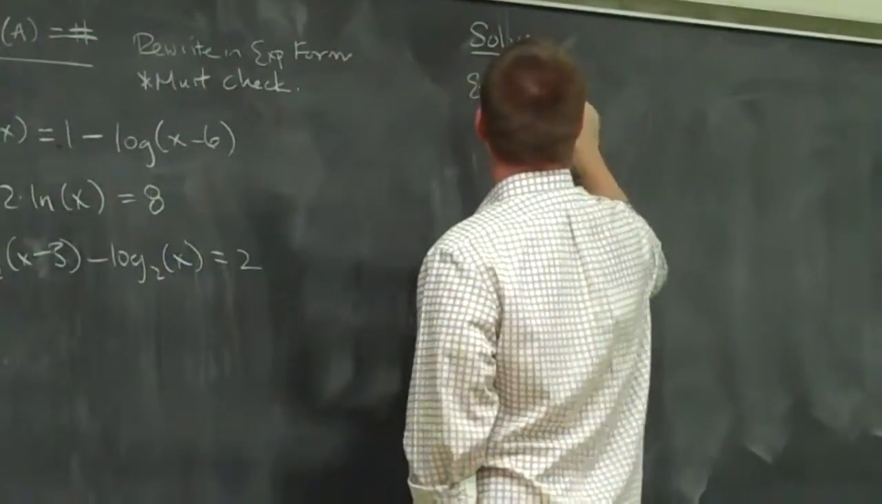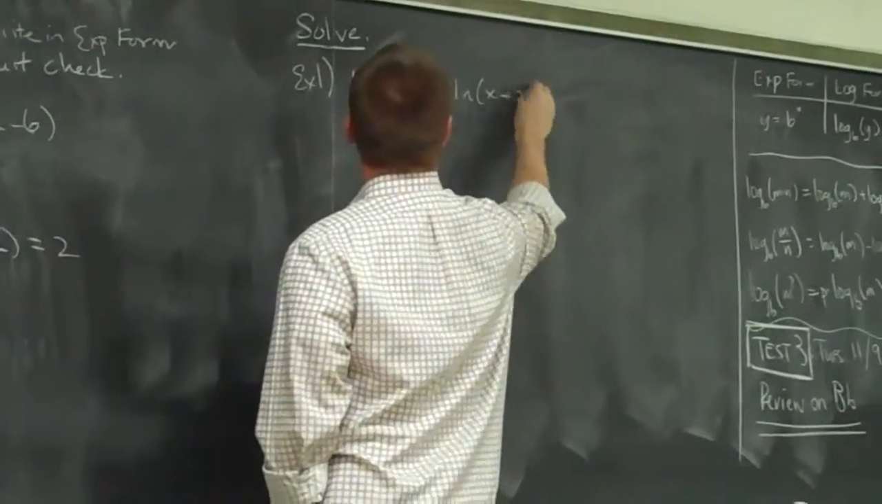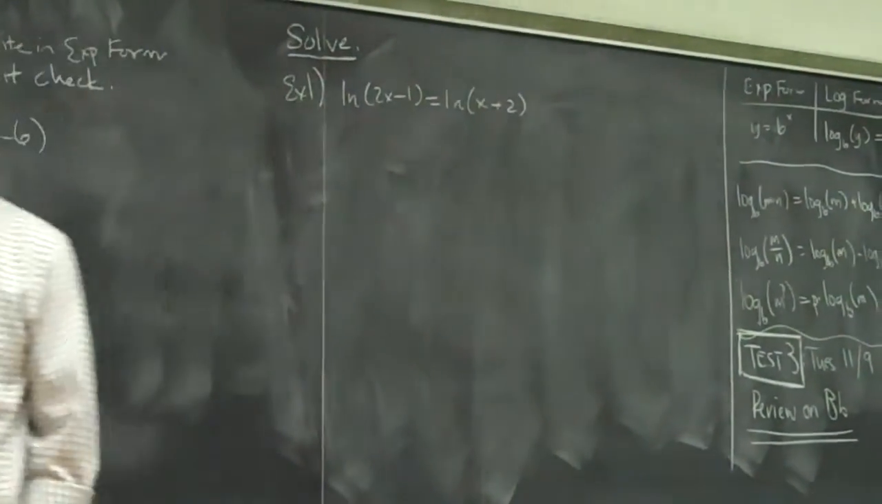So, solve. The natural log of 2x minus 1 equals the natural log of x plus 2.